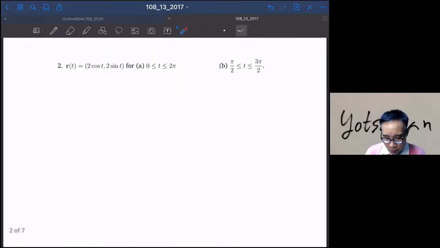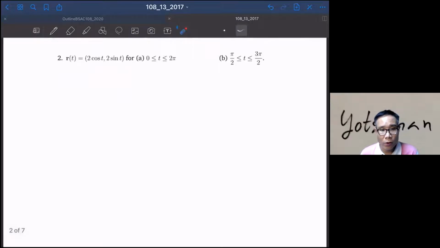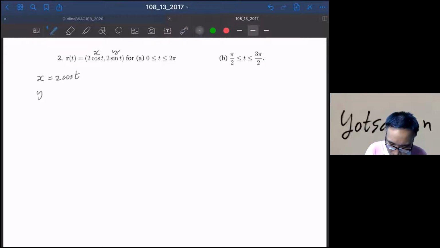The next one, you have r(t) equal to 2 cos t and 2 sin t, and you'd like to sketch it when t is between 0 and 2 pi, and also when t goes from pi over 2 to 3 pi over 2. In this case, you use the same trick as before. You have x and y for each: x equal to 2 cos t and y equal to 2 sin t.